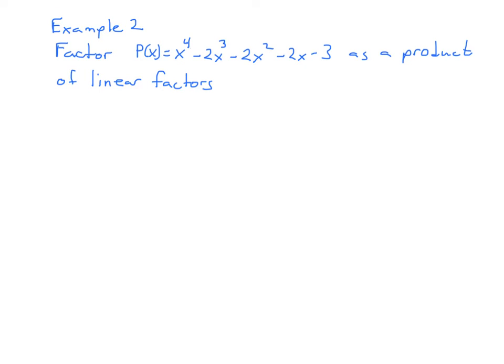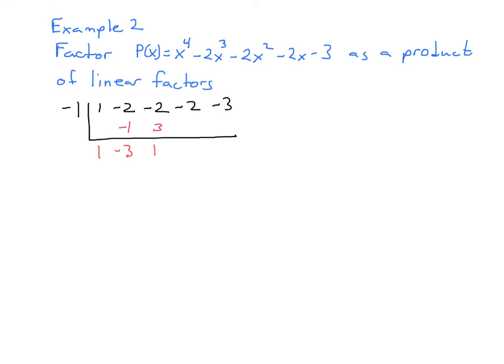To start out, we'll deal with -1. So I make the usual chart. I'll put a -1 there, and then it's going to be a 1, -2, another -2, another -2, and then finally a -3. In this case, the 1 comes down. -1 times 1 is -1. Add it up, I get -3. -1 times -3 is 3. Add it up, I get 1.